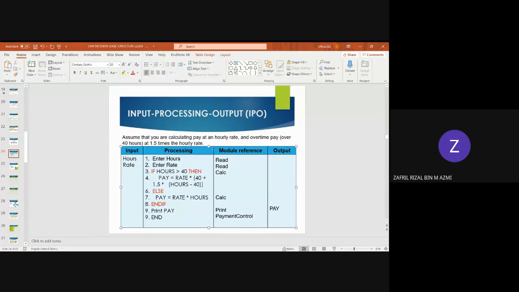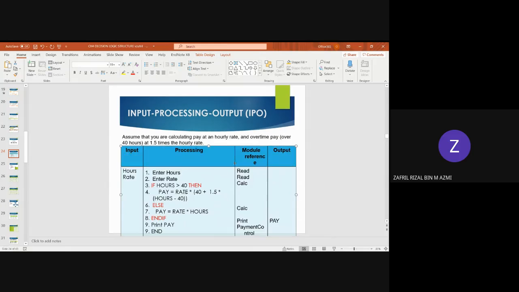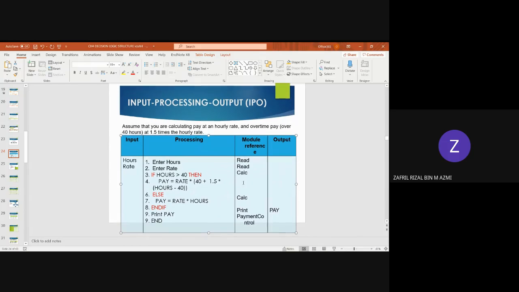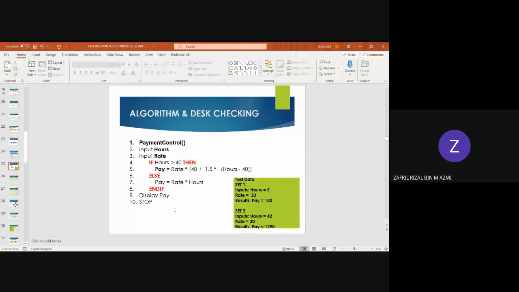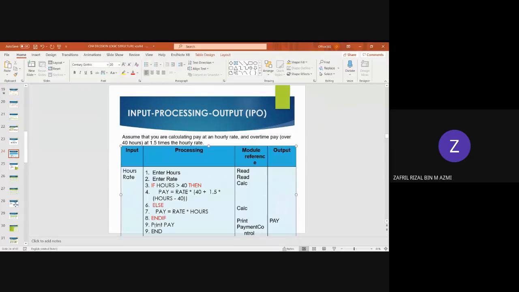So this is line 4 actually. Line 4 is a bit long. So this is inside the calculate module. This is also inside the calculate module. And finally, printing. Print the outputs. Also similar to the one that we used for the sequential logic structure. And finally, end.